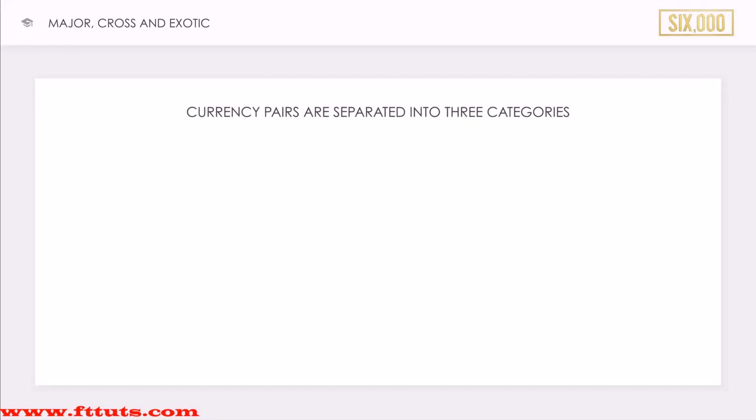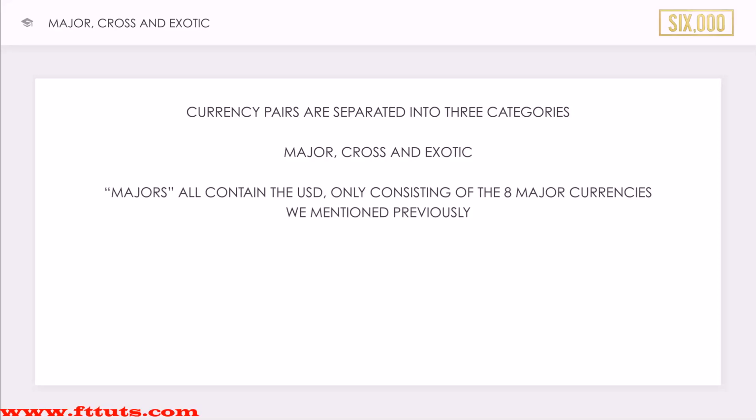Now, as mentioned, currencies are traded in what's known as a currency pair. Now, these currency pairs are separated into three distinct categories, which are major, cross, and exotic. Now, majors all contain the US dollar, and this only consists of the 8 major currencies we mentioned previously. So we have major currencies, which are 8 main currencies, and we also have what's known as major currency pairs, which all contain the US dollar.